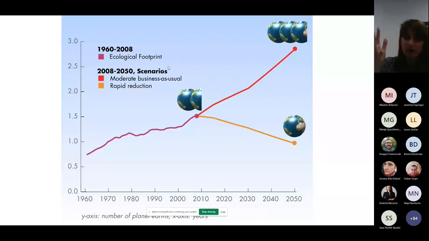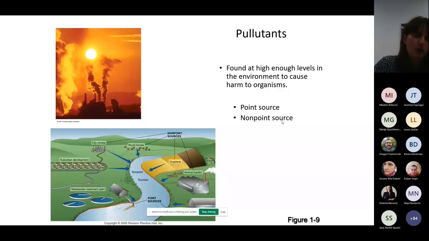So there are different projections and predictions. What is going to happen? And currently, there are a lot of attempts to slow down this process and go back to a stable condition where we are using as much as can be restored during 1 year. So that was the problem of a huge number of people on the planet.